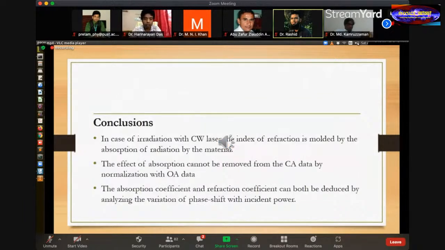We finally conclude that in case of irradiation with a continuous wave laser, the index of refraction is modulated by the absorption of radiation by the material. The effect of absorption cannot be removed from closed aperture data by normalization with open aperture data, and the corresponding parameters like the absorption coefficient and the refraction coefficient can both be deduced by analyzing the variation of phase shift with incident power.